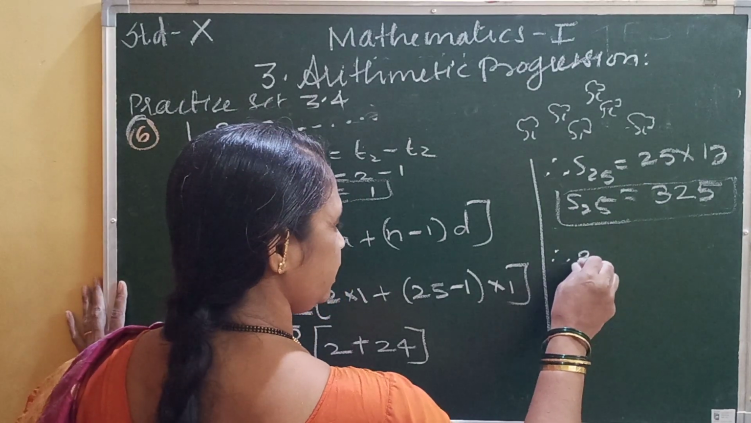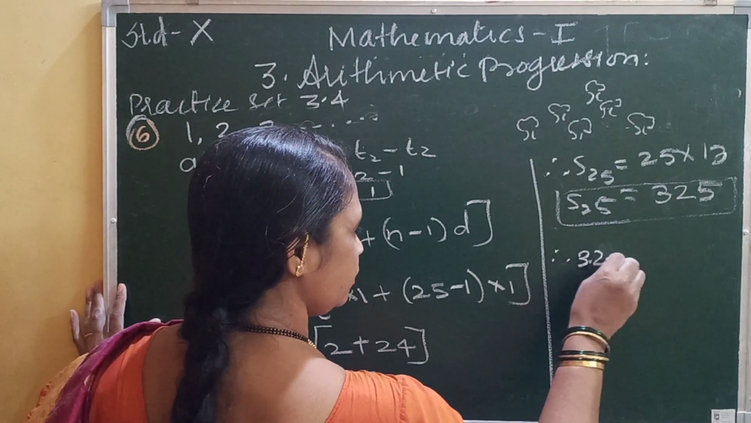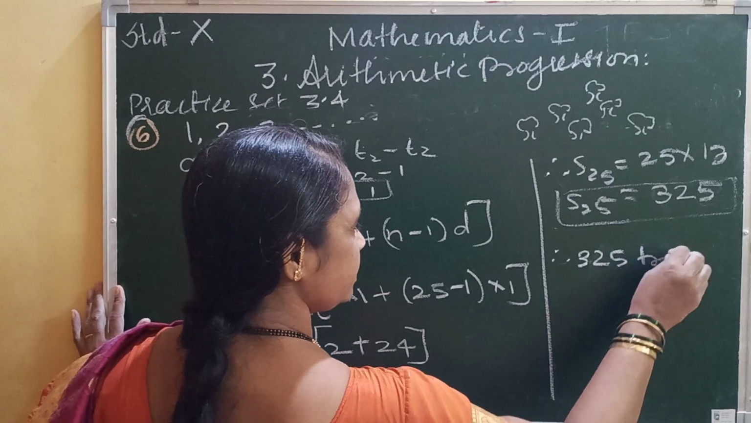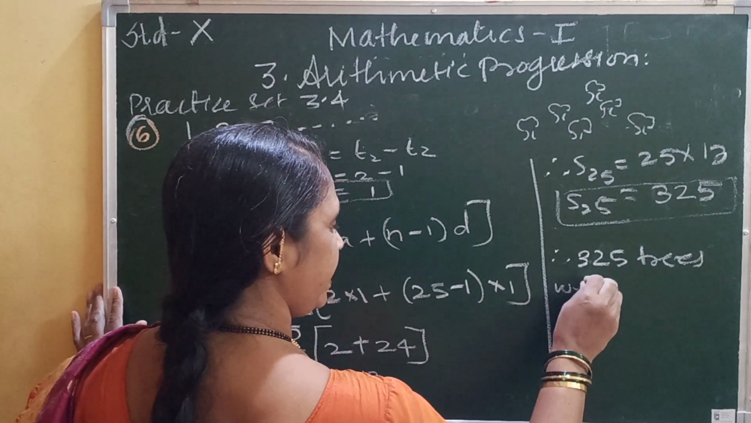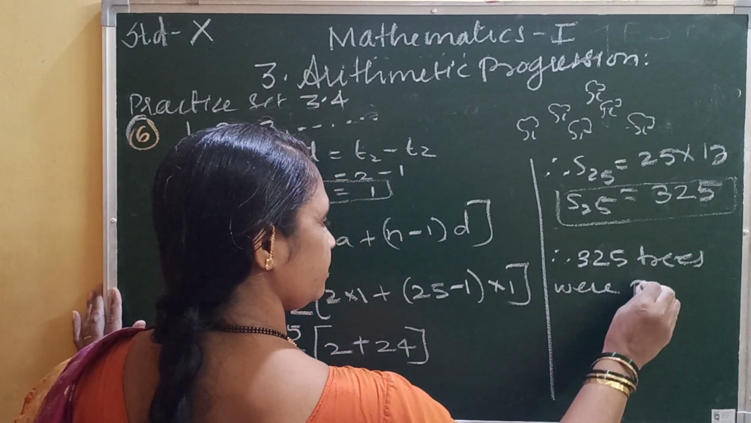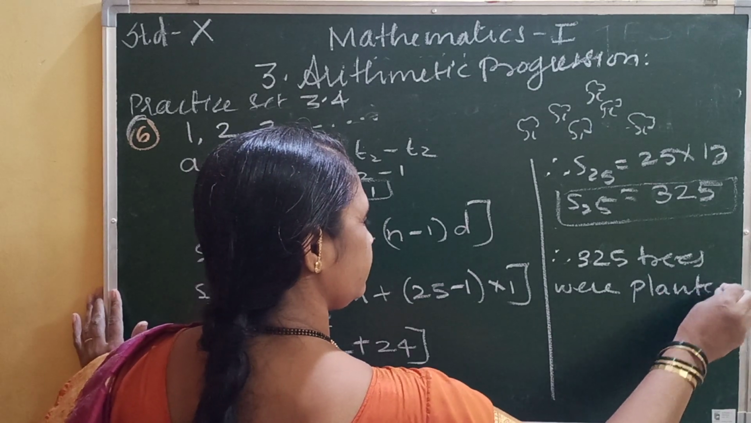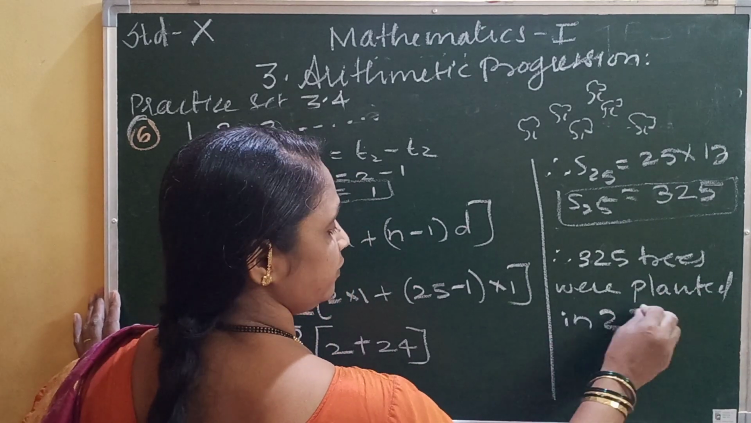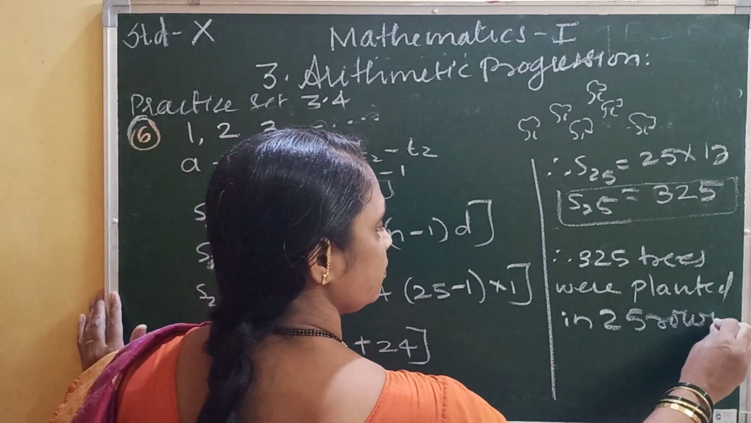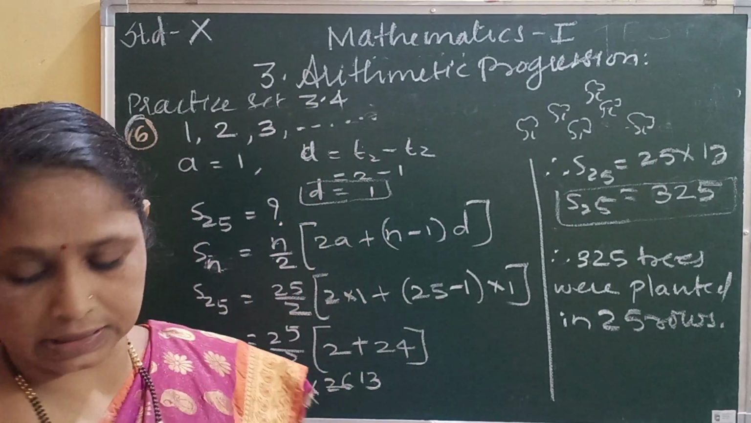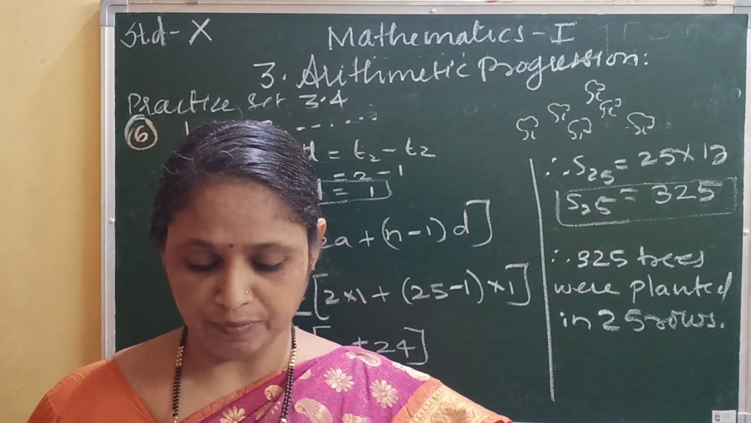Therefore, 325 trees were planted in 25 rows. Okay, these all 6 examples we have completed now.